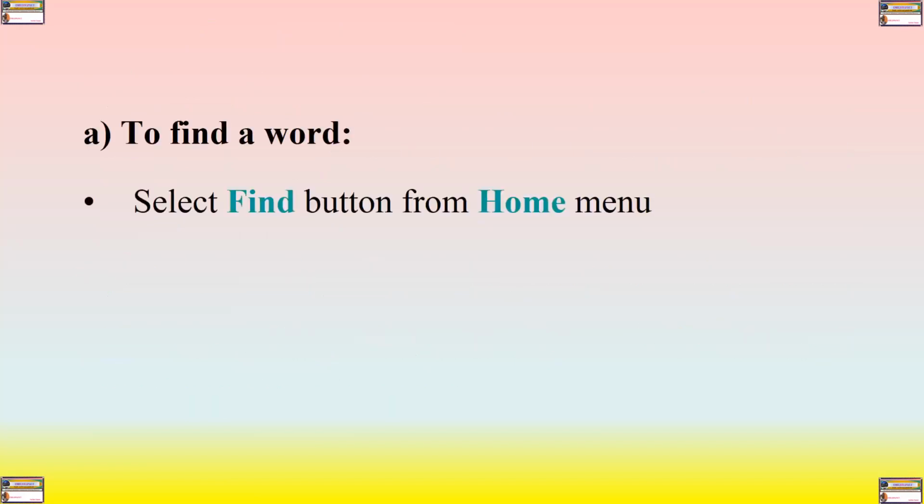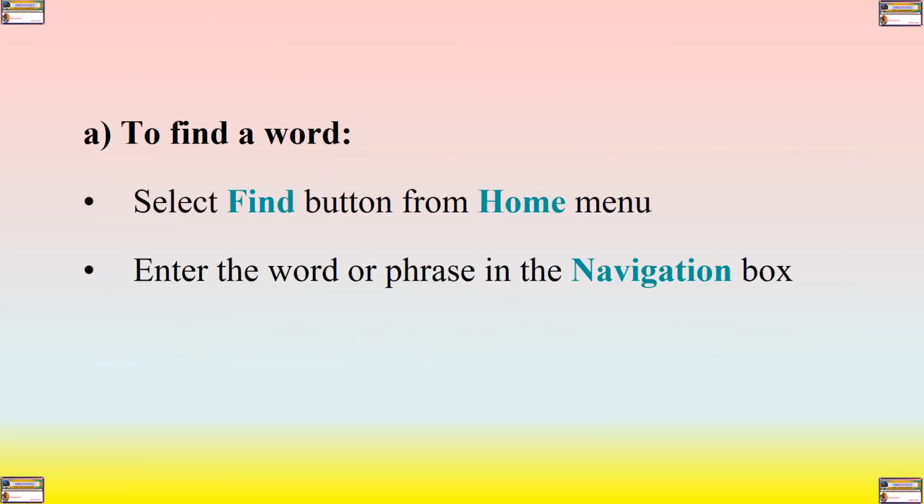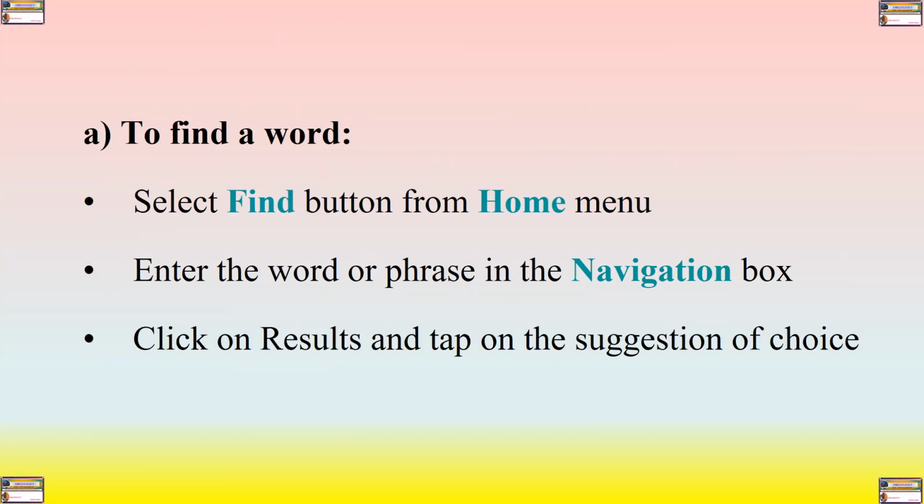If you want to find a word, you select the Find button from the Home menu. Then you enter the word or phrase in the navigation box. You click on Results and tap on the suggestion of choice.